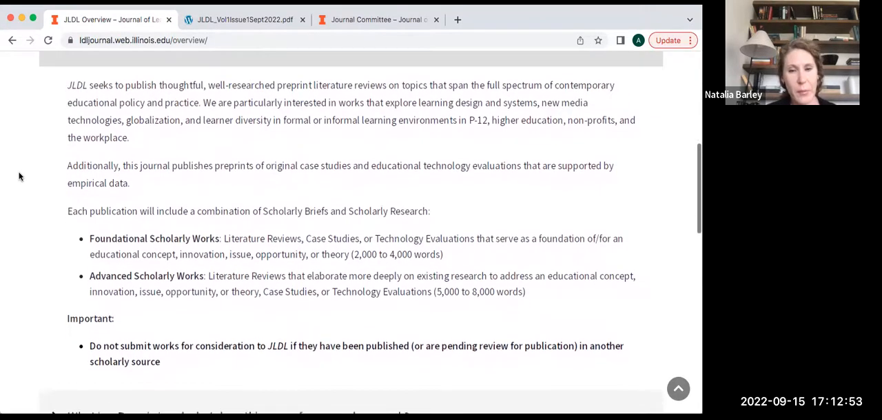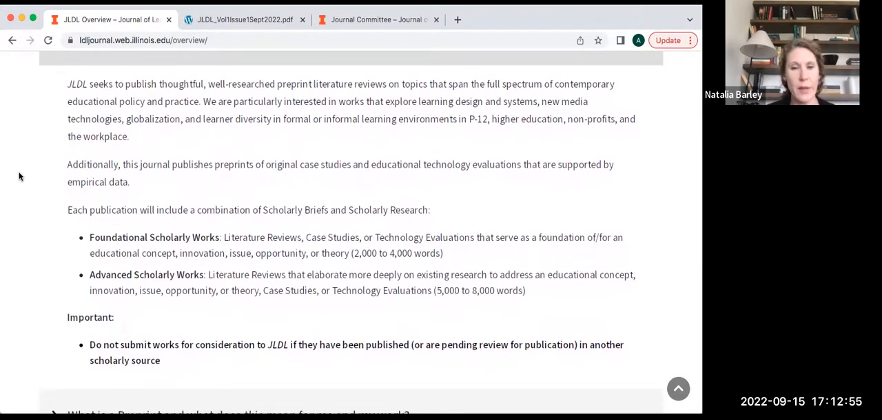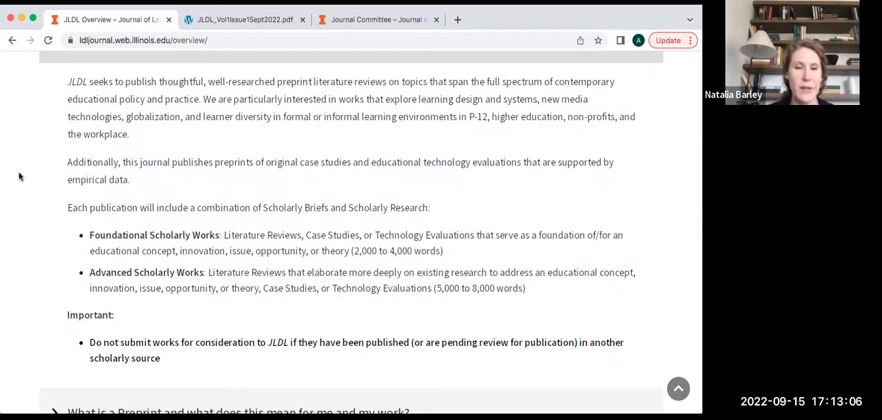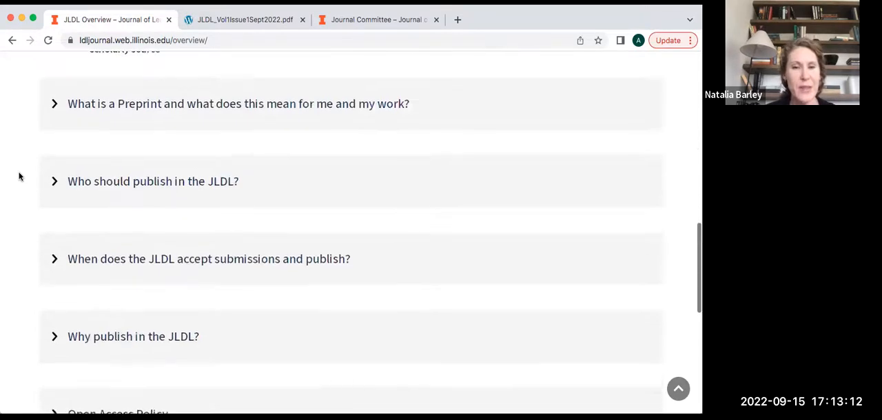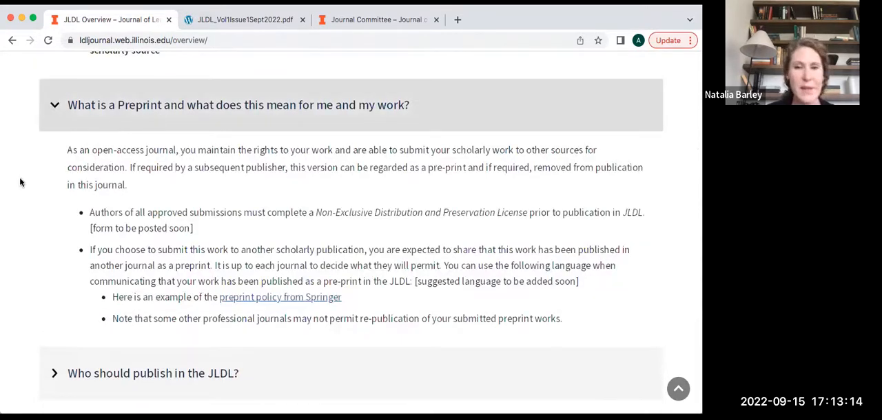I know this is probably common knowledge, but we do want to mention that, just as with any other journal, we ask you not to submit any works for consideration that are already published elsewhere or are being considered for publication. So I just wanted to make sure we mentioned that. Now, the word preprint has been mentioned several times, so I want to explain what that means.